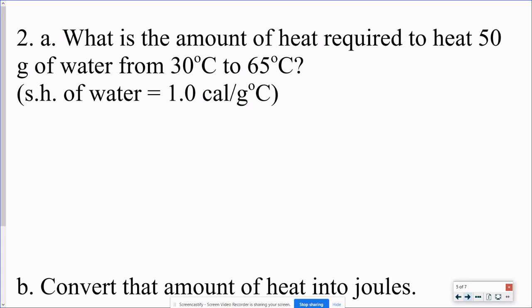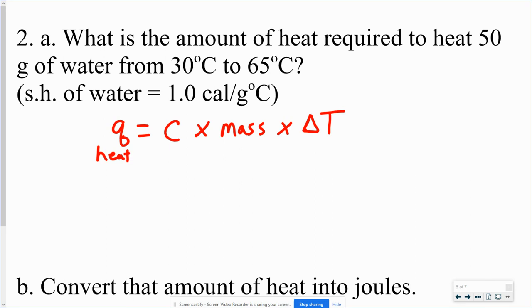Okay, another problem. What is the amount of heat required to heat 50 grams of water from 30 degrees Celsius to 65 degrees Celsius? The specific heat of water is 1 calorie per gram degree Celsius. So we have that same equation, Q equals, I'm going to use C for specific heat, times the mass times the change in temperature. Okay, so this time it's asking us for the amount of heat. That's Q. Okay, so we plug in our specific heat, which in this case is going to be in calories.